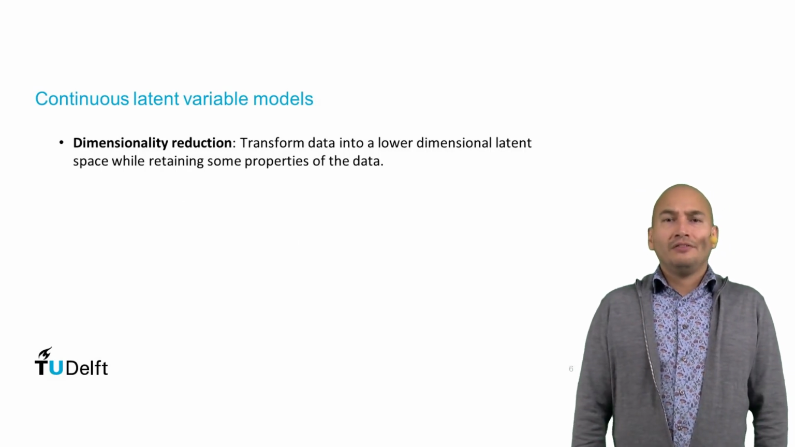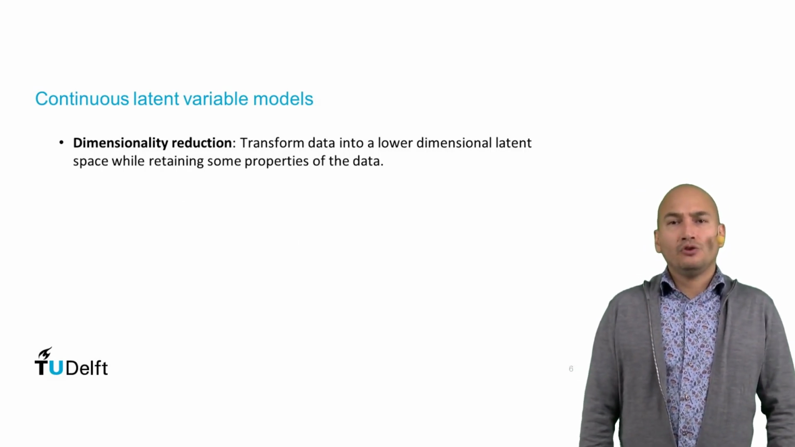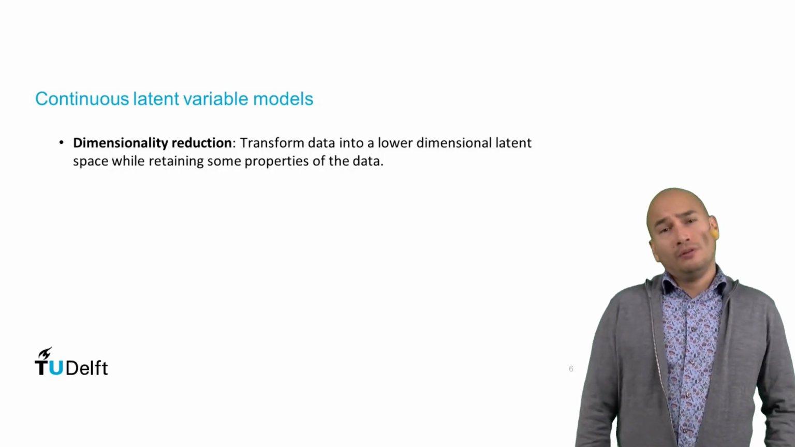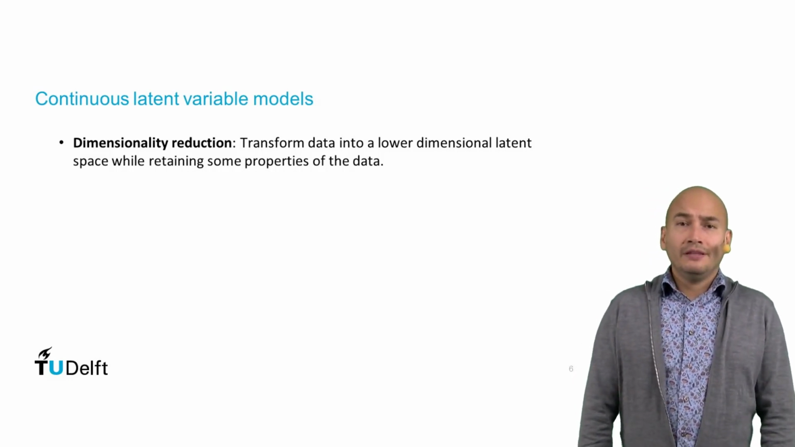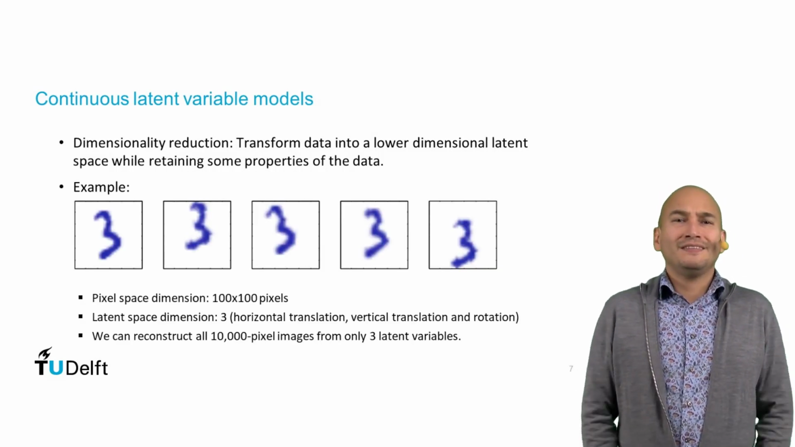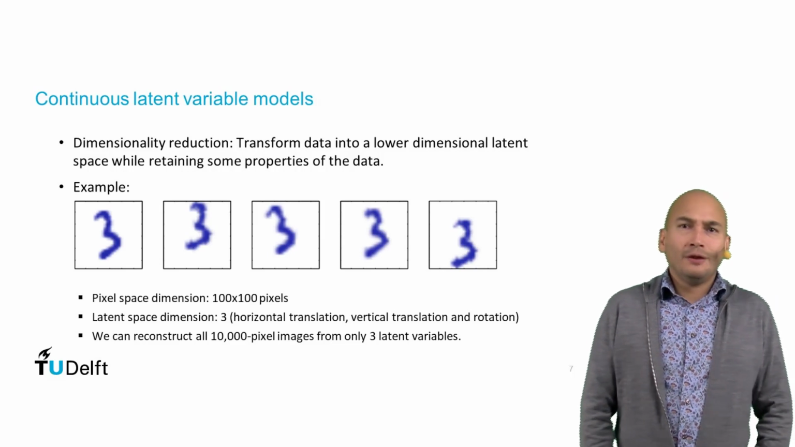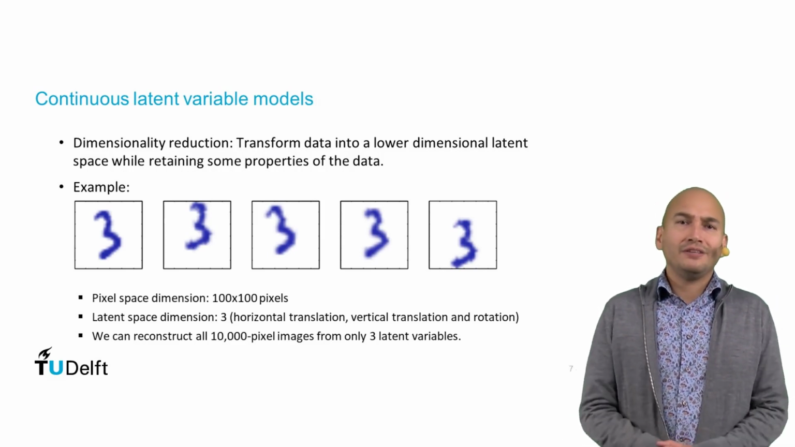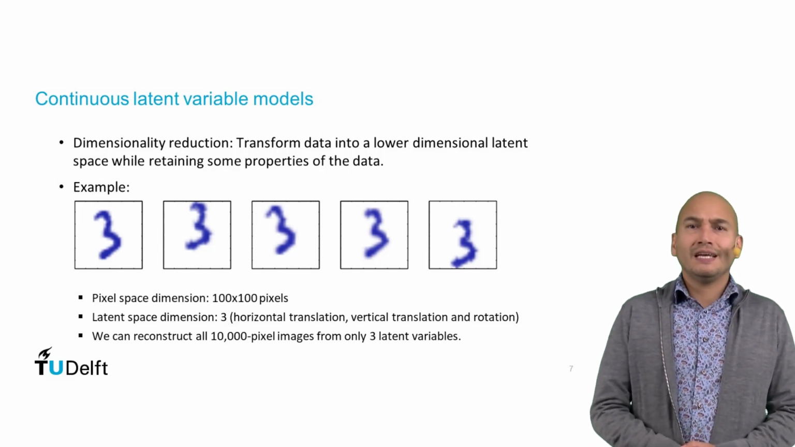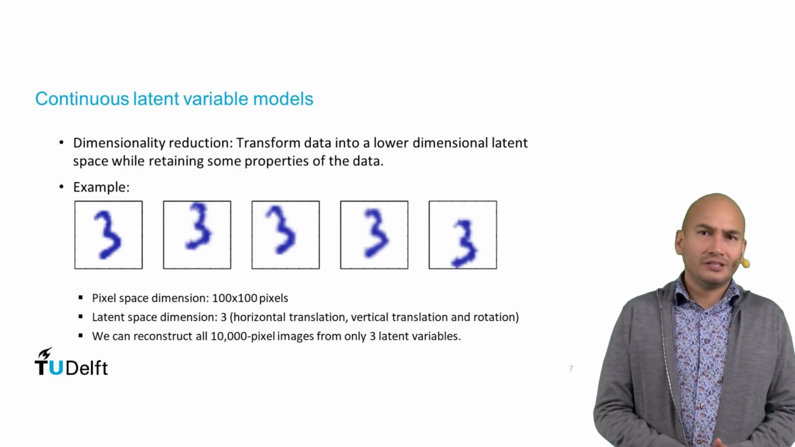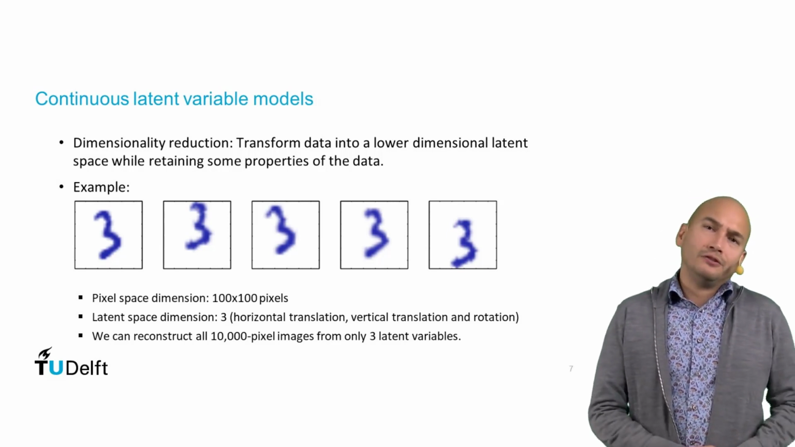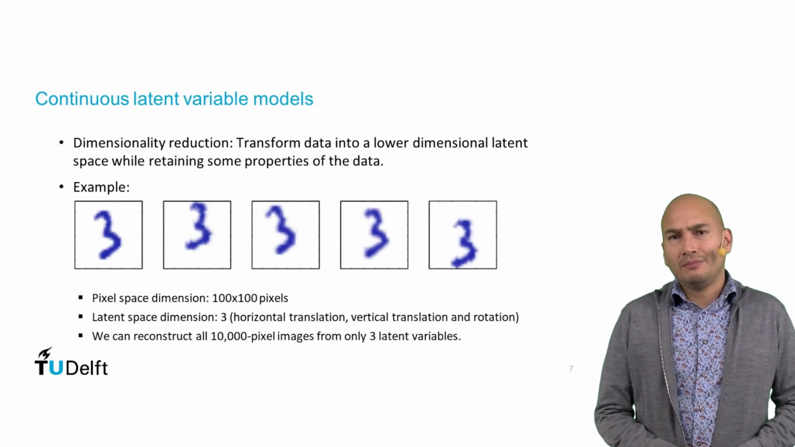Dimensionality reduction transforms data into a lower dimensional latent space while retaining some properties of the data. These concepts can be too abstract to understand yet, so let's see an example. Here we have some images of the handwritten digit number 3. These images are synthetically generated from one handwritten digit 3 by moving the digit in the horizontal and vertical directions, and also rotating the digit 3 by different angles.